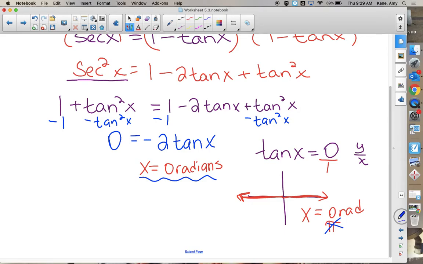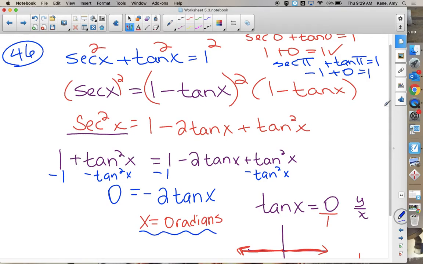Number 53 is almost identical, but it uses cosecant and cotangent. But again, that involves FOILing, so you can't just square individual terms. You square the whole quantity that's grouped together. Questions?